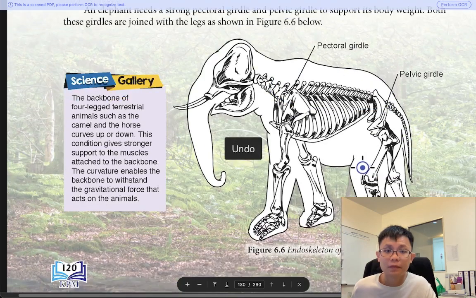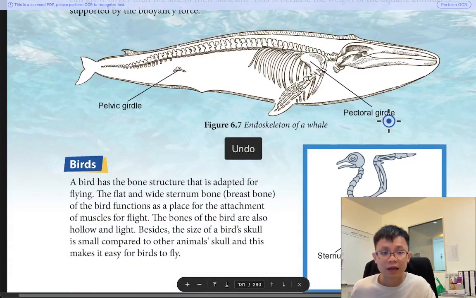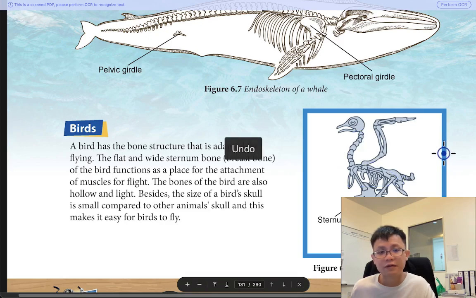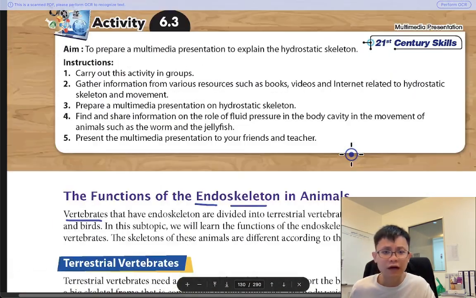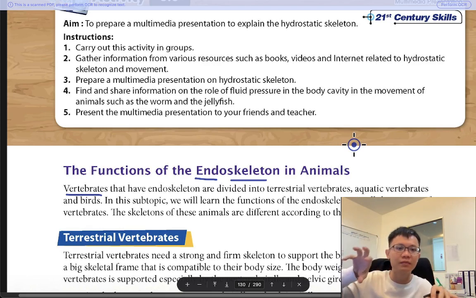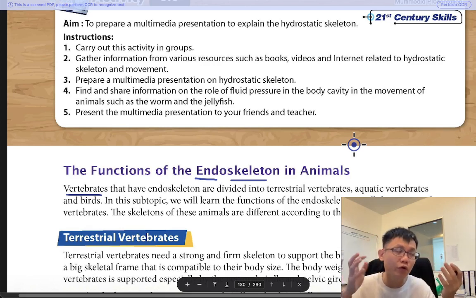For example, here's the backbone, and maybe I would say here will be the backbone of the animal. So we consider this a vertebrate. And if you remember in science, we already learned animals are categorized into vertebrates and invertebrates. Vertebrate means it has bone, and invertebrate means it doesn't have bone, like snail and worm.